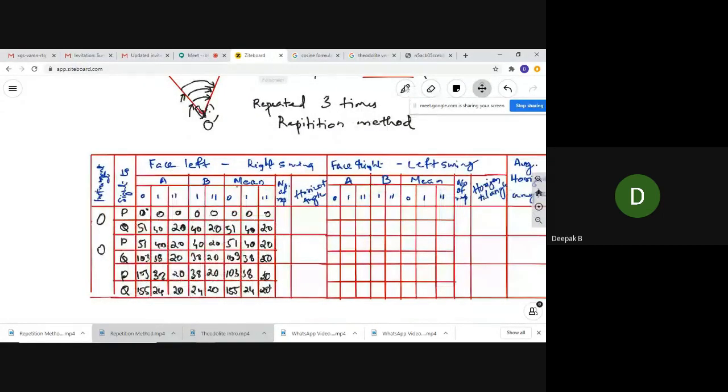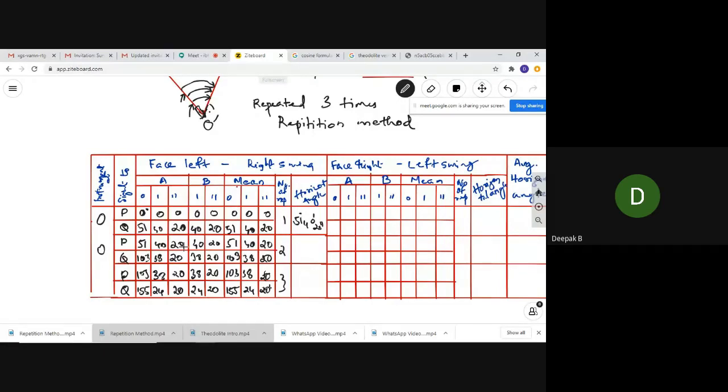So in this column, the number of repetition column, you have to mark that this was our first repetition, this was our second repetition, and this was our third repetition. Okay, and what is the horizontal angle between P and Q? It will be 51 degree, 40 minutes, 20 seconds.